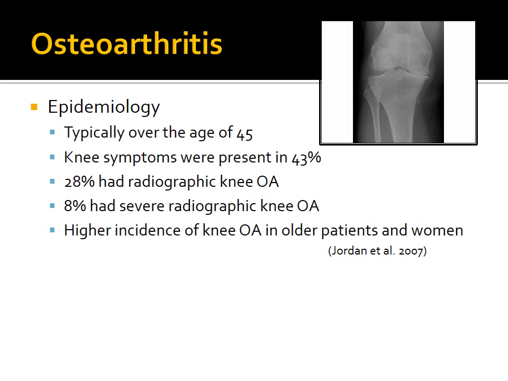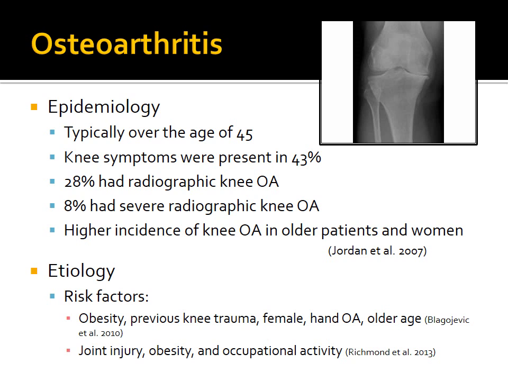In this study by Jordan et al., they found that there was a higher incidence of osteoarthritis in older patients and women. It's important to recognize that OA can be of varying severity based upon the amount of joint space narrowing present on radiographs. Although most patients with any degree of OA can be helped with rehab, the prognosis is generally better non-surgically when some joint space is still preserved. Risk factors for developing knee OA are obesity, previous knee trauma, female sex, presence of hand OA, and older age.